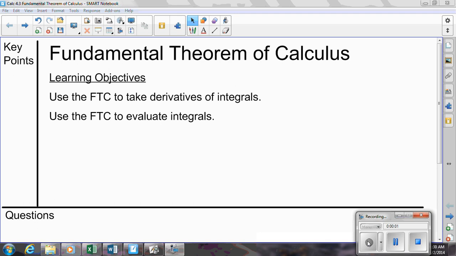In this video, we are going to discuss the fundamental theorem of calculus. Our learning objectives are fairly straightforward. Use the fundamental theorem of calculus to take the derivative of an integral, although that's a bit sloppy way of saying it. And we'll also want to use the fundamental theorem of calculus to evaluate integrals.